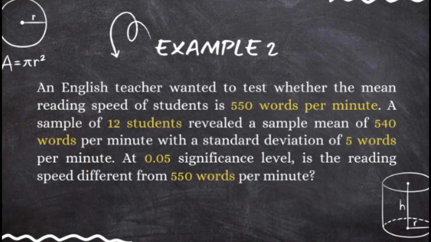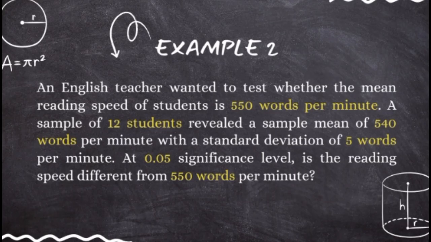Example 2, let us identify. The sample is found in the second sentence: a sample of 12 students. So 12 students means our sample size is less than 30. Next, let us know if our standard deviation is known or not known.